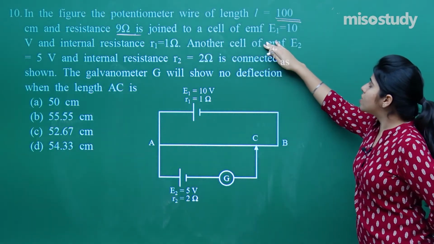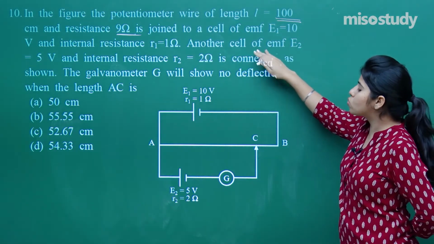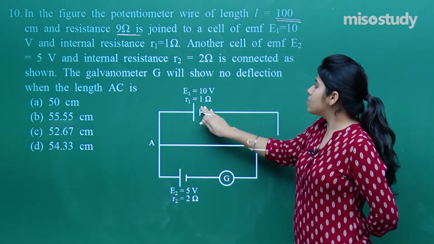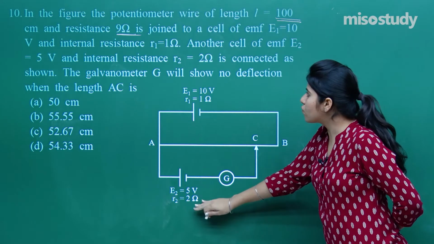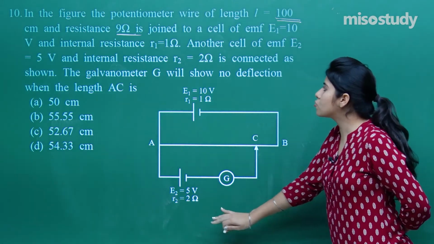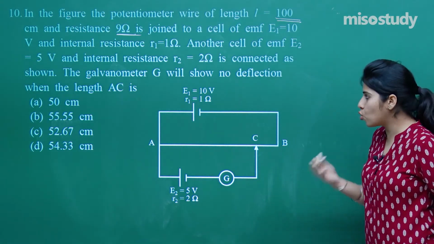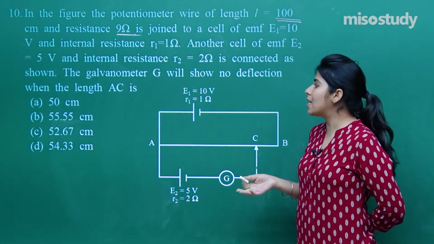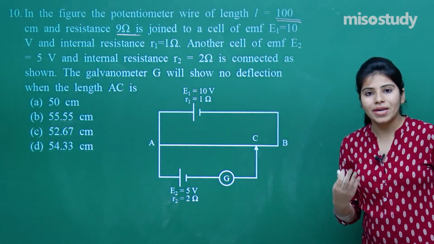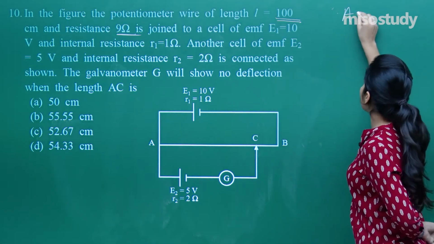That is joined to a cell of EMF E1 equals 10 volt and internal resistance R1 equals 1 ohm. Another cell of EMF E2 equals 5 volt and internal resistance R2 equals 2 ohm is connected as shown. The galvanometer G will show no deflection when the length AC is what? So, basically we have to find out the length of AC.